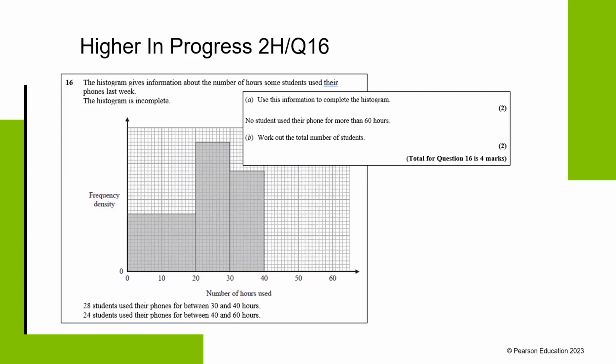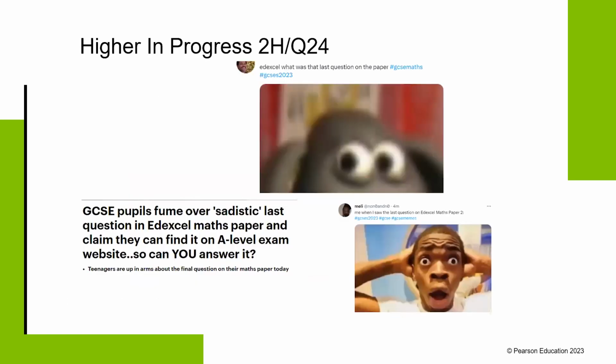Okay, here we go. Again, I'm sitting at my desk, seeing Twitter and social media start to go a little bit crazy. I start to get messages from bosses and people asking, have we seen the question? Can I have a look at the question? I think we know which one's coming, but that was a snippet, by the way, from a newspaper article or an online article that GCSE pupils are fuming over the sadistic last question in the Edexcel maths paper, and claim that it's on an A-level exam website. And a couple of tweets there.